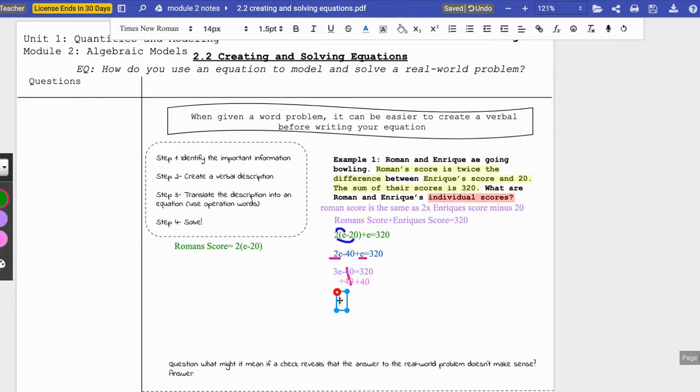I'm left with 3e is equal to 320 plus 40, which is 360. I divide by 3.